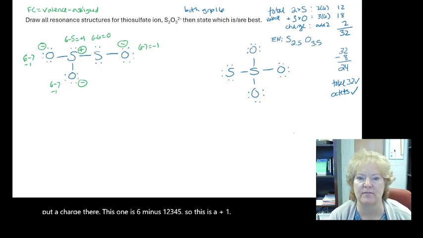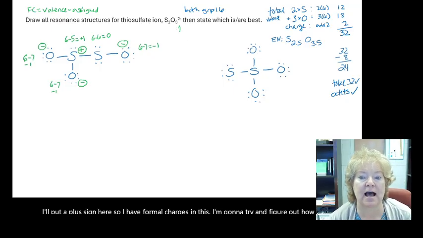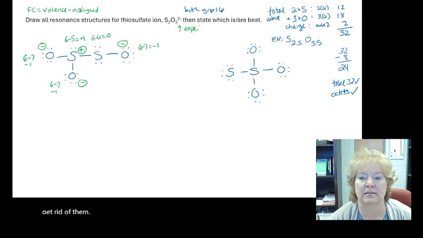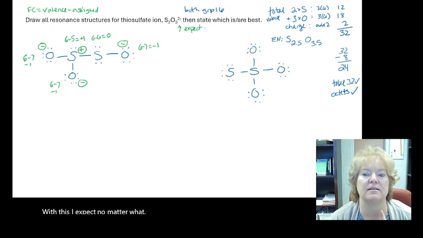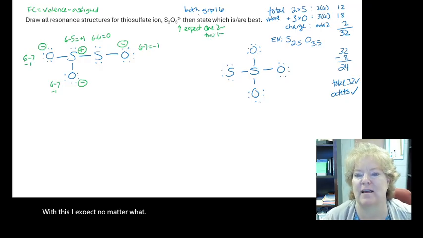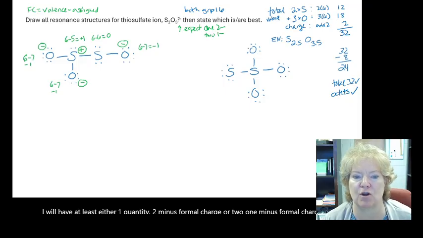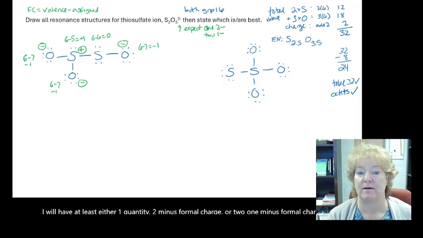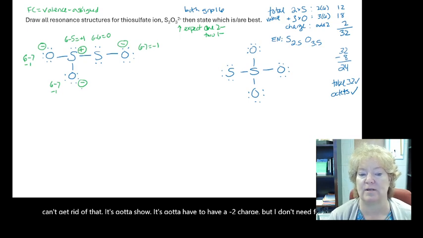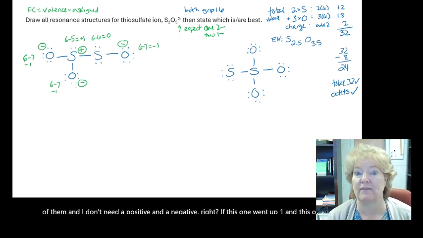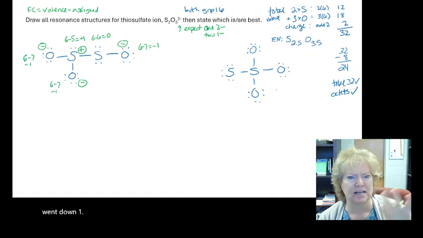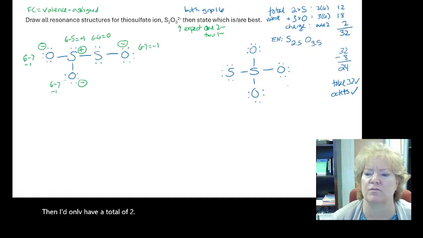I'm going to try and figure out how to get rid of them. With this, I expect no matter what, I will have at least either one 2 minus formal charge or two 1 minus formal charges. I can't get rid of that. It's going to have a -2 charge. But I don't need 4 of them, and I don't need a positive and a negative, right? If this one went up 1 and this one went down 1, then I'd only have a total of 2. So that's going to guide us into where we want to go with resonance structures.